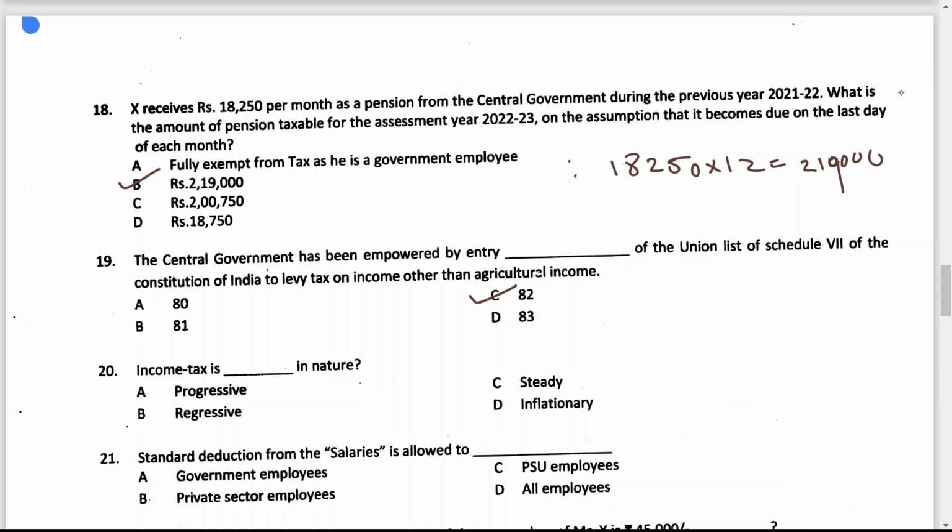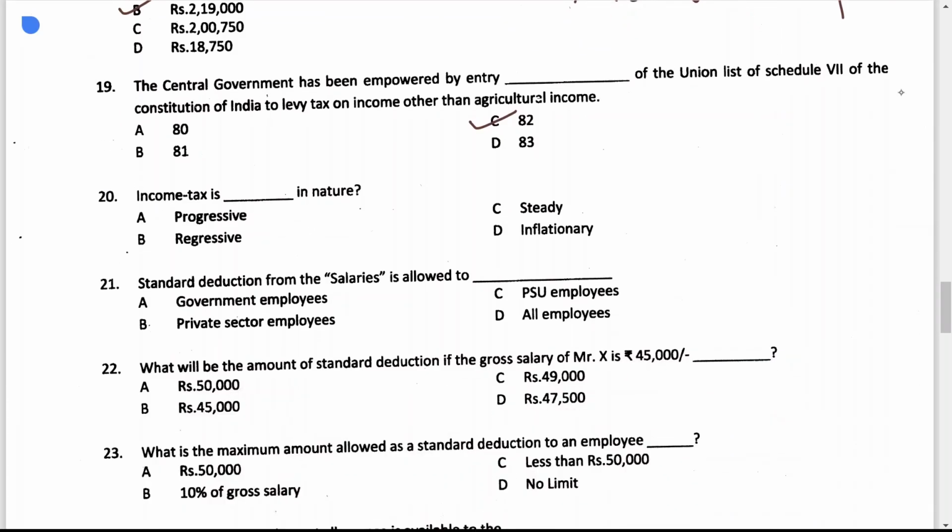Income tax is dash in nature. So income tax is progressive in nature, regressive in nature, steady or inflationary. So answer is income tax is progressive. Why is it progressive? Because it will make a differentiation, discrimination on the rich and poor, because it will take high amount of tax from the rich people and low amount of tax from the poor people. So that is why it is known as progressive in nature, whereas indirect tax is regressive in nature. So in case of 20, A will become your answer.